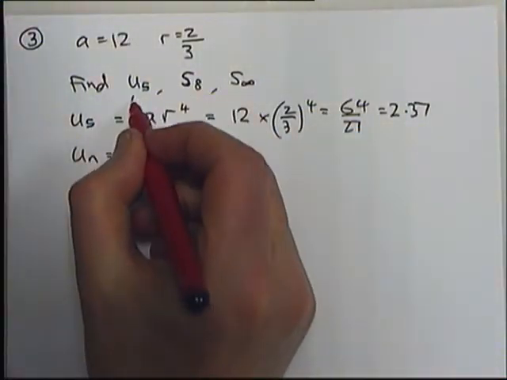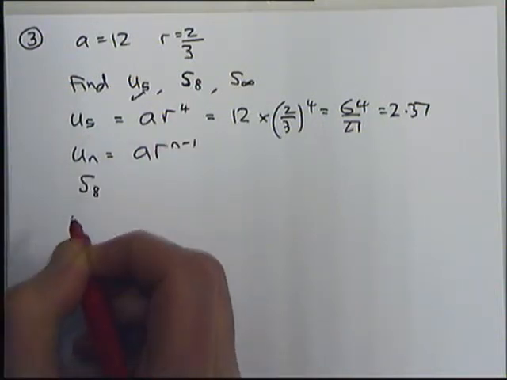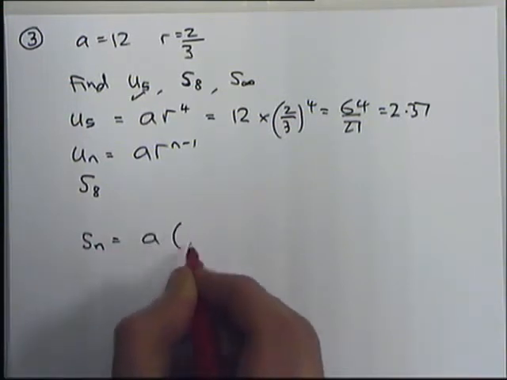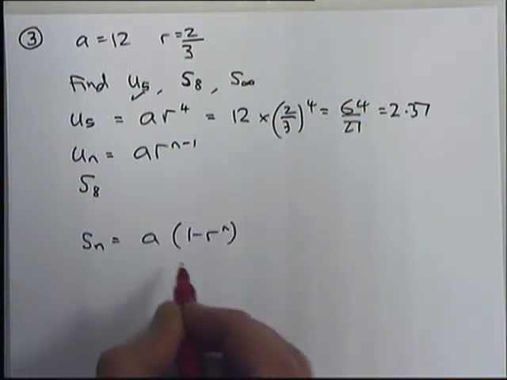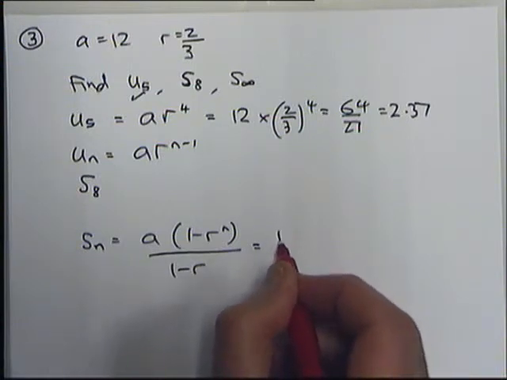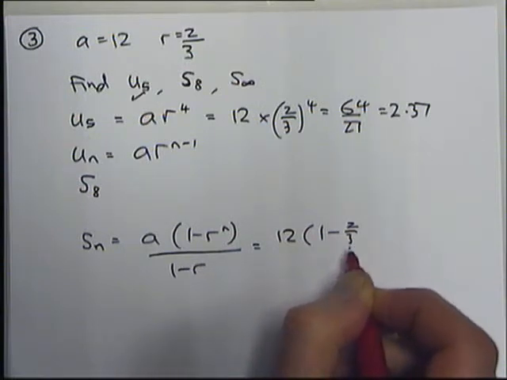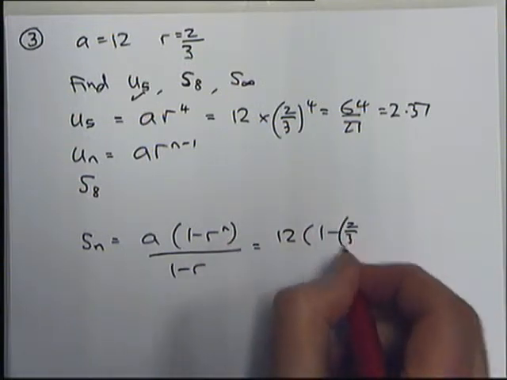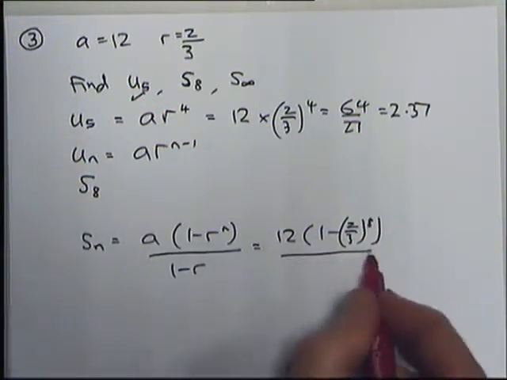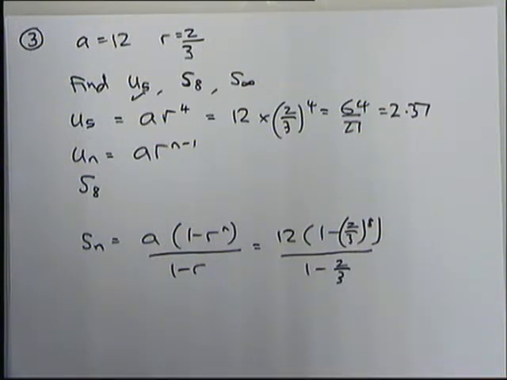So I've done the first bit, U5. The next bit, it said the sum of the first 8 terms. Again, I had a formula before. The sum of the first n terms was a into 1 minus r to the n, over 1 minus r. Substituting the numbers in, 12 is a, r is 2/3, and I have to do that 2/3 to the power of n, which here is 8. And 1 minus r will be 1 minus 2/3. So that's doing my substituting in.